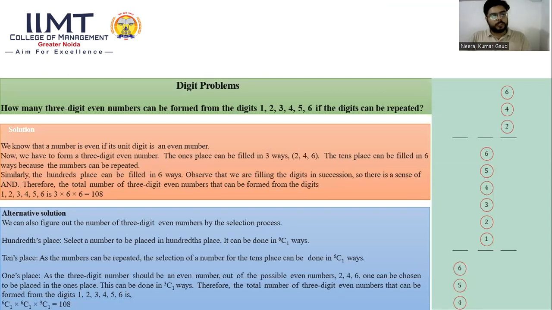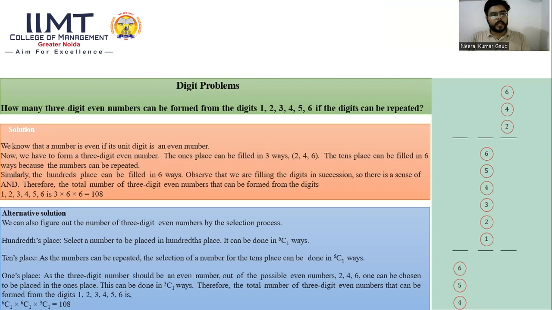The next one is called the digit problem. In how many ways can a three-digit even number be formed from the digits 1, 2, 3, 4, 5, 6 if the digits can be repeated? Solution. We know that a number is even if the unit digit is an even number. So now we have to form a three-digit even number.